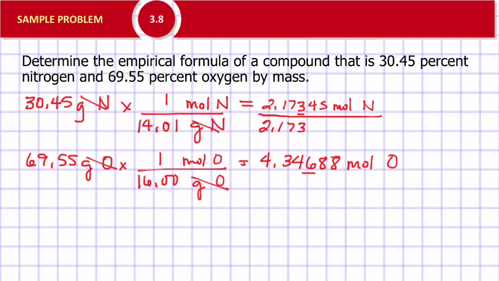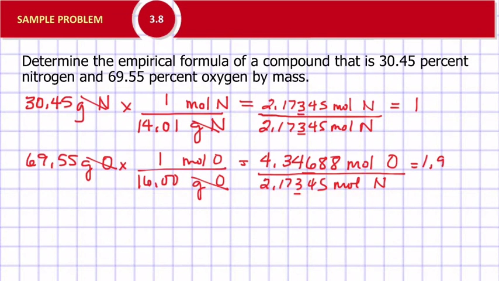So 2.17345 moles of nitrogen. What does that equal? 1. That tells me that the moles of nitrogen to moles of nitrogen is 1. Well, of course it is. It has to be. For every 1 nitrogen atom, there's 1 nitrogen atom. And then I'm going to divide this one by the same number, 2.17345 moles of nitrogen. This gives me the ratio of oxygen to nitrogen. 4.34688 divided by 2.17345 equals. Okay, this comes out to 1.99999. And that's moles of oxygen per mole of nitrogen, if we're going to keep units in there.